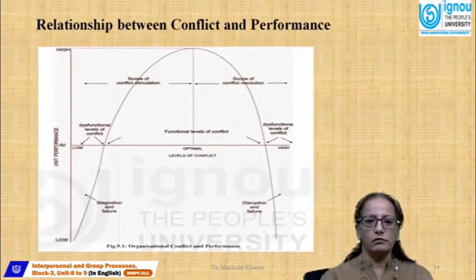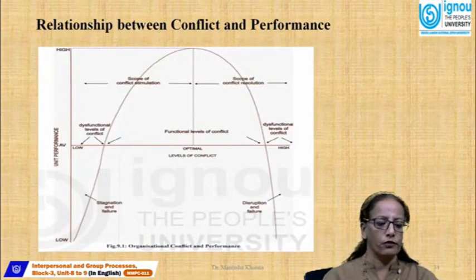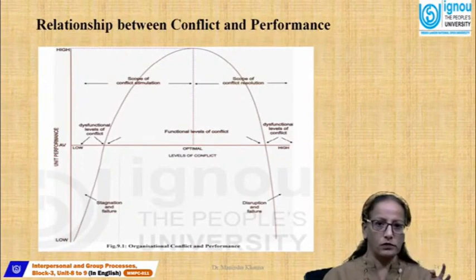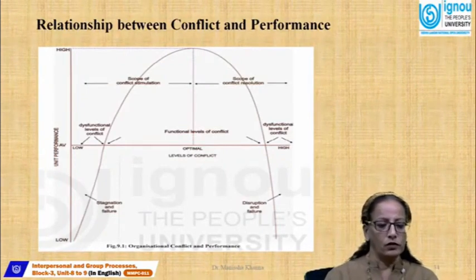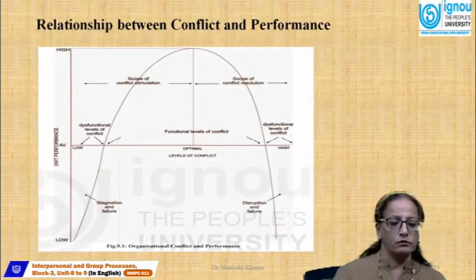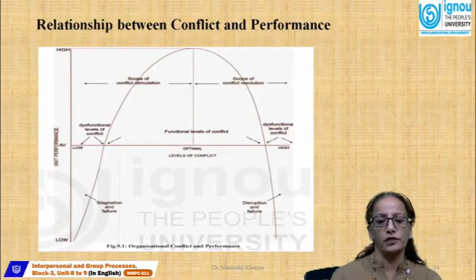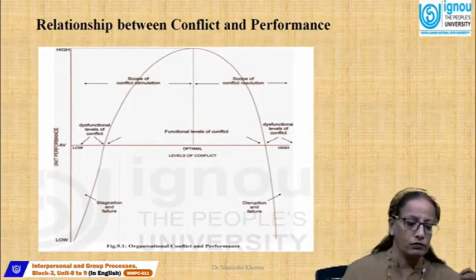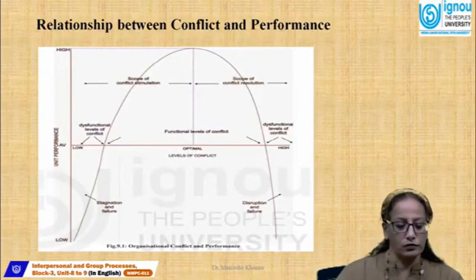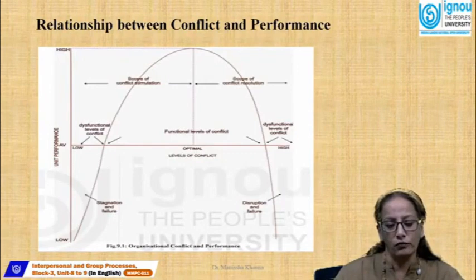In this figure, in this chart, we can see the relationship between conflict and performance. The lower the conflict is, the lower the performance is. You can see different stages of the performance of a person when it is low, and it forms a downward oval shape.